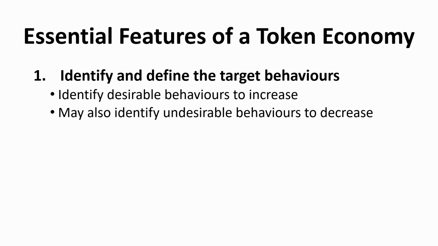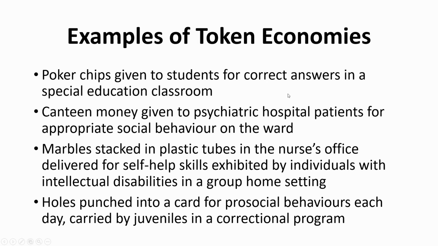As we will see, in certain situations where you want to decrease bad behaviors, you might actually set up a system so that you would take away or deduct tokens if people exhibit those bad behaviors. And of course, having a good operational definition is important here because you want to not just identify, but define the target behaviors. So what makes up a correct answer seems pretty straightforward.